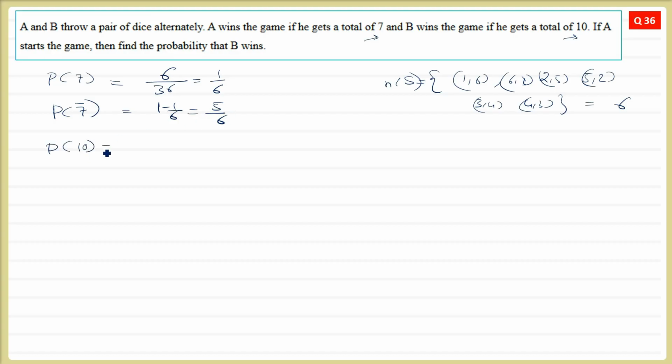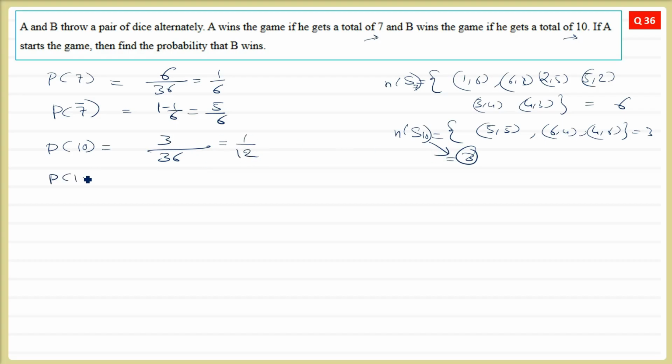Now what is the probability of getting a 10? So this sample space, or the set I'm making of 10, when will 10 come? When you add (5,5), (6,4) or (4,6). So there are only 3 possibilities where you get a 10. So the number of elements in this set is 3. So the probability of getting a 10 will be 3 divided by 36, which comes out to be 1 by 12. The probability that 10 is not going to come is 1 minus 1 by 12, and that is going to be 11 by 12.